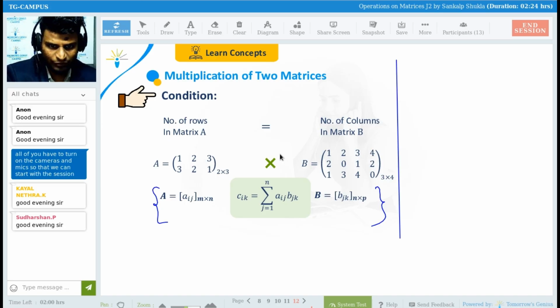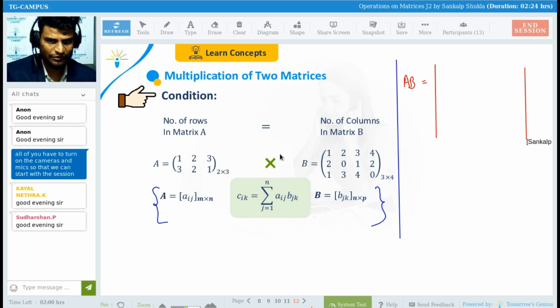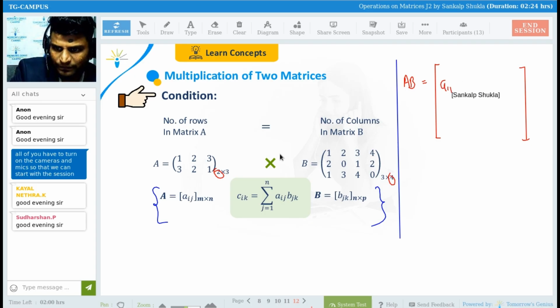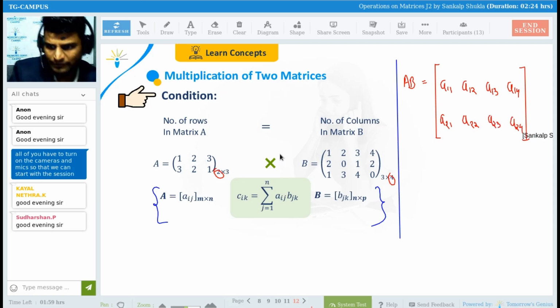So I'll just write down the matrix AB I am talking about. I've discussed that AB will have how many rows and how many columns? 2 rows and 4 columns. So according to that, A11 is here, A12 is here, A13 is here, A14 is here, and A21, A22, A23, A24 are here. Now I'll find each and every element.